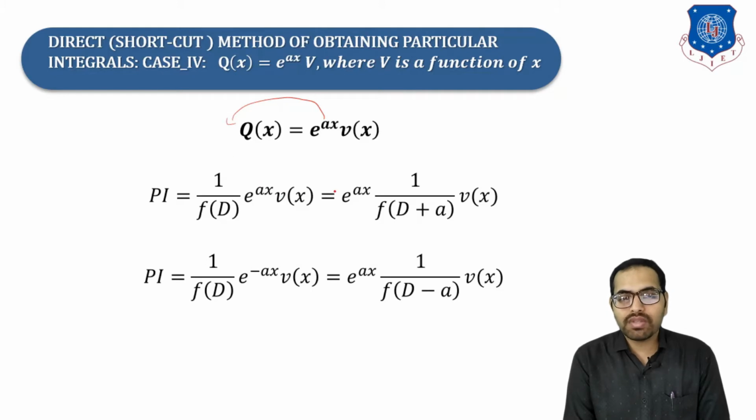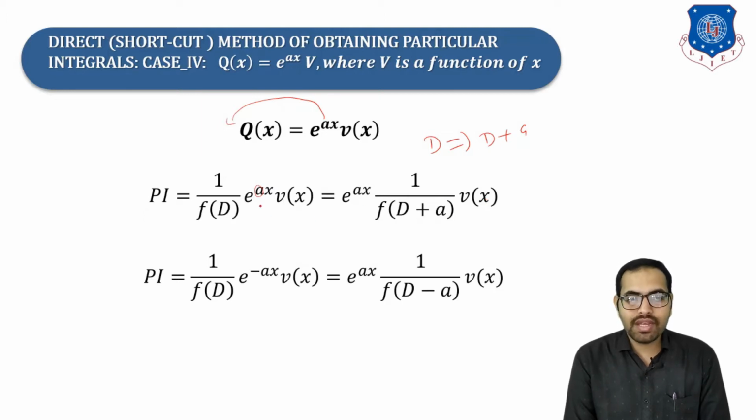Then e raised to ax comes out, and it becomes e raised to ax into 1 upon f of D, where D is replaced by D plus a, acting on V of x. Suppose the value of a is negative, then 1 upon f of D, e raised to minus ax into V of x: e raised to minus ax comes out, and D is replaced by D minus a, giving 1 upon f of D minus a of V of x.